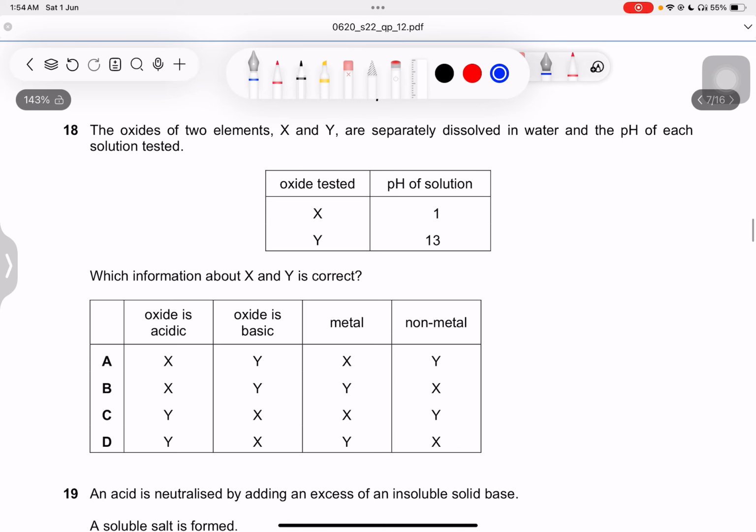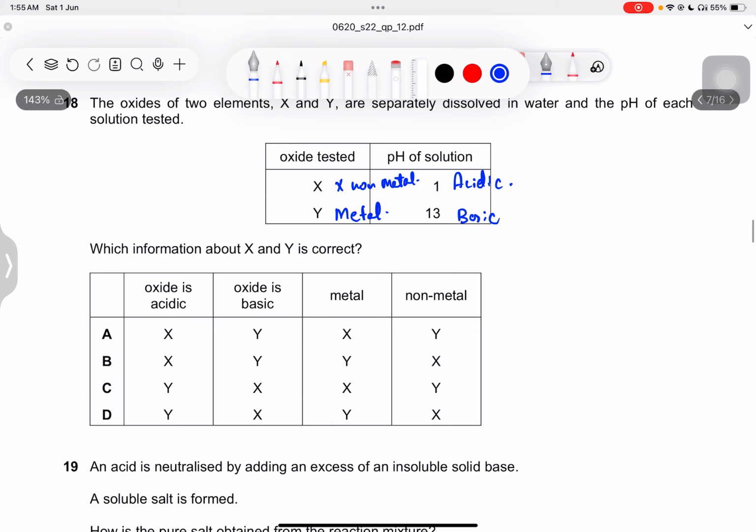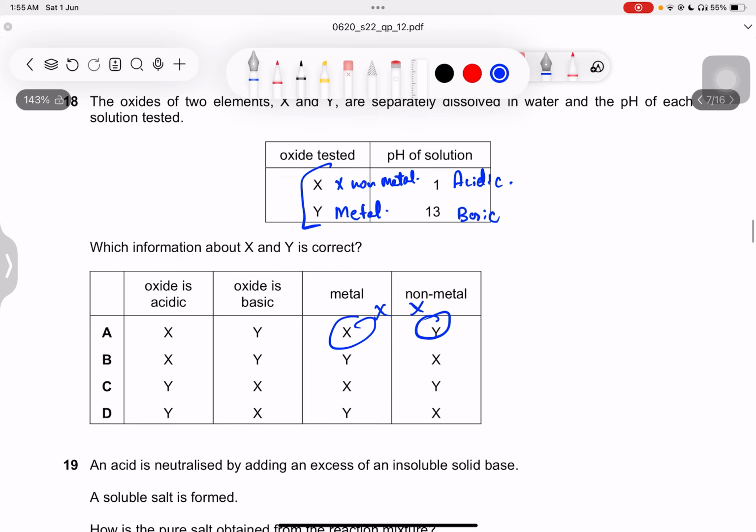Next, the oxides of two elements X and Y are separately dissolved in water and the pH of each solution is tested. Oxide of X has a pH of 1, which means it is an acidic oxide. So this means that X is basically a non-metal because non-metal oxides are acidic. And this is basic, so this means that Y is a metal. So oxide is acidic for X, yes. Oxide is basic for Y, yes. The metal is X, the non-metal is Y, no. Reverse. We have already decided our theory over here.